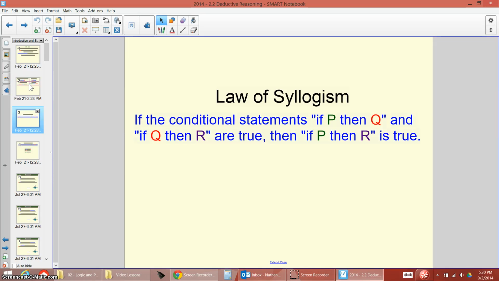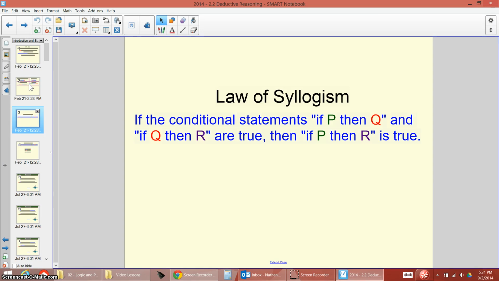For a little review, the law of syllogism. If the conditional statements, if P then Q, and if Q then R are true, then if P then R is true. We talked about the DirecTV commercial. If you have cable, then you throw your remote. If you throw your remote, people think you have anger problems. If people think you have anger problems, they leave you. And if they leave you, then you get cats. And if you get cats, then you become a hoarder or whatever.